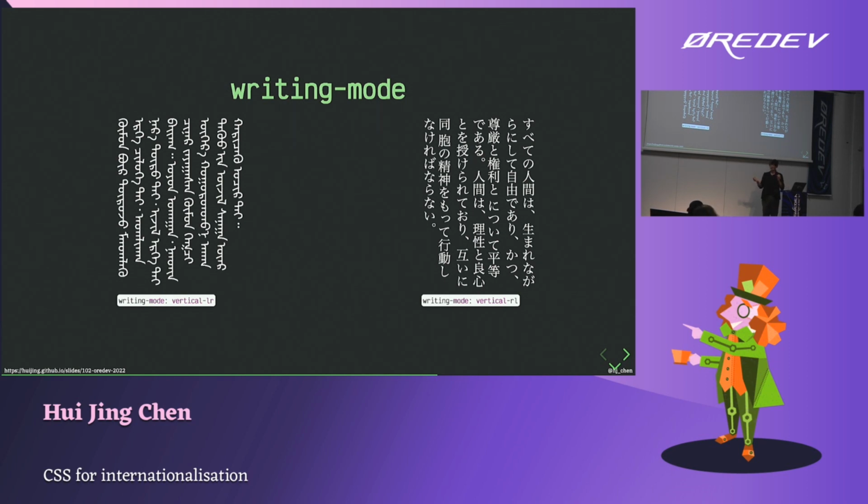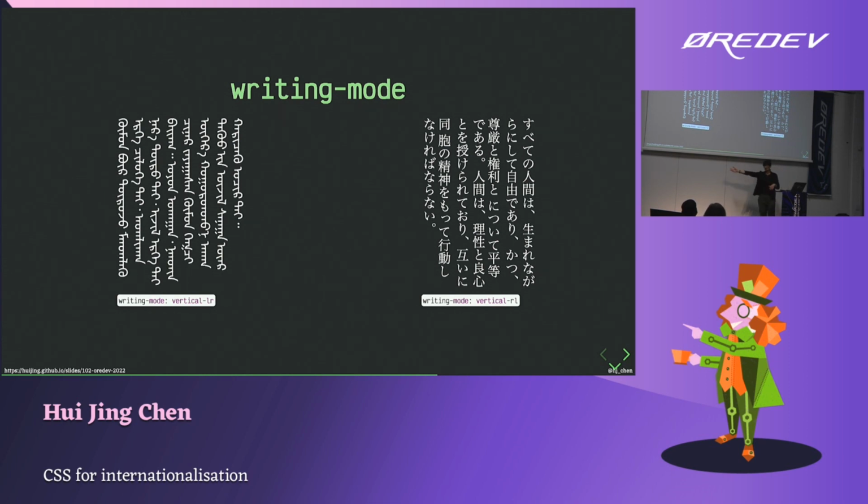But there are languages that run counter to that direction. Traditional Mongolian script runs vertically from left to right. And East Asian languages like Japanese, Chinese, and Korean, when written vertically, run from right to left. So there are properties, the writing-mode property, that allow you to make the text run in the correct direction.